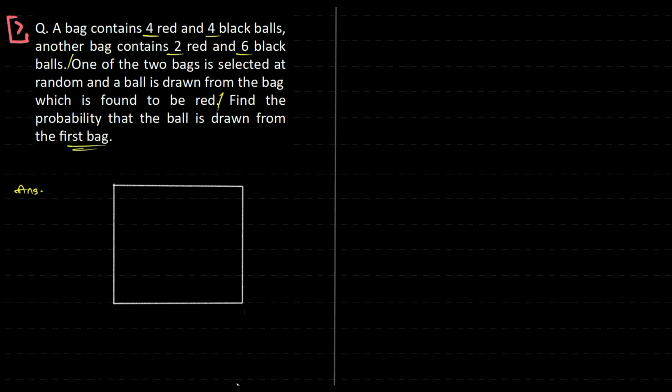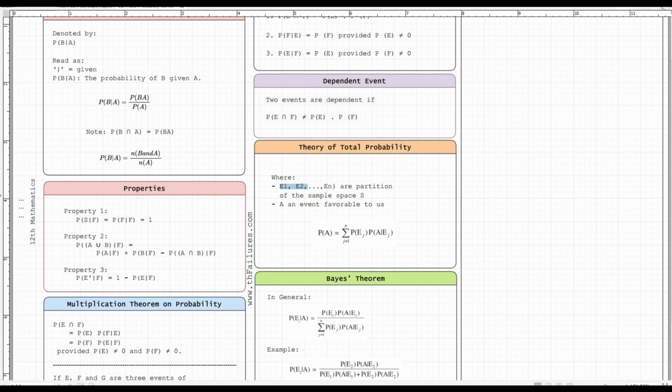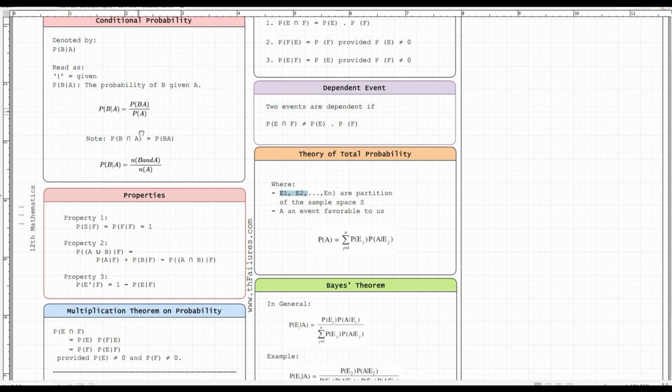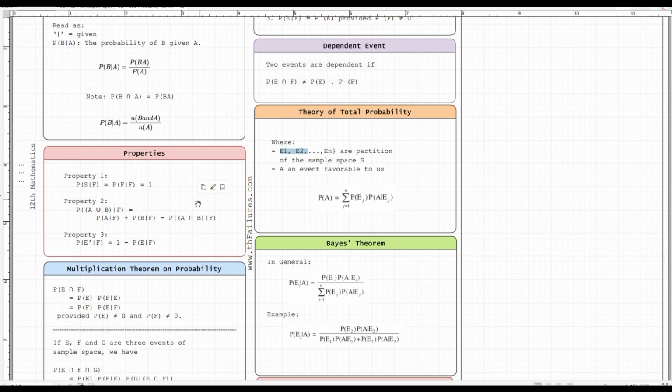First of all, which theorem we have to make use of? Which theorem? Is it total probability? Is it conditional? It's Bayes. We have to make use of Bayes theorem, wherein we already have the event which is favorable to us, but we are trying to figure out the cause of it, or we are trying to put a number on that basically.